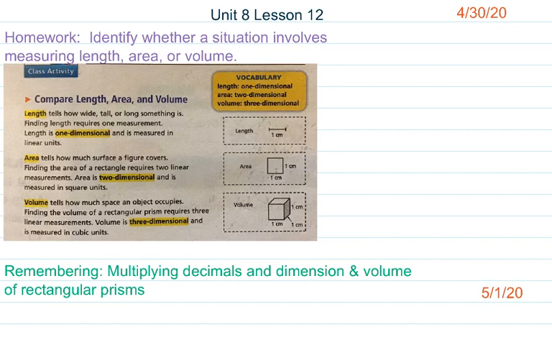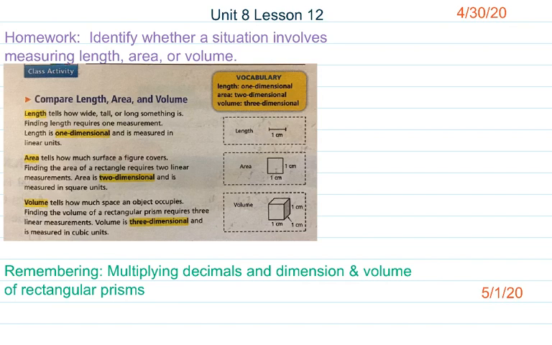The second one is area, and it tells you how much surface a figure covers. And a real world application for that would be if you were going to put flooring in your house, such as carpet or wood floor, you would need to figure out the area for the floor to see how much of it needs to be purchased and laid.